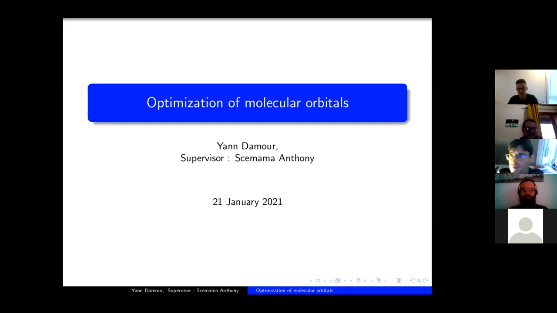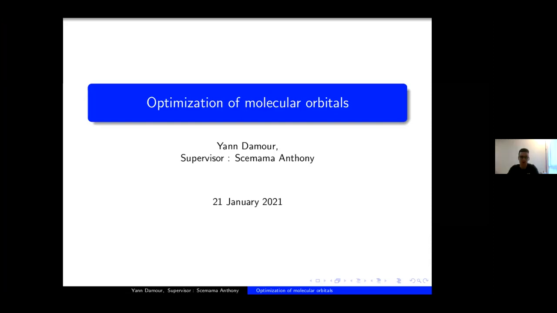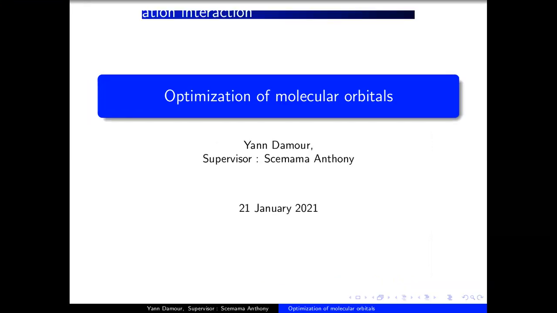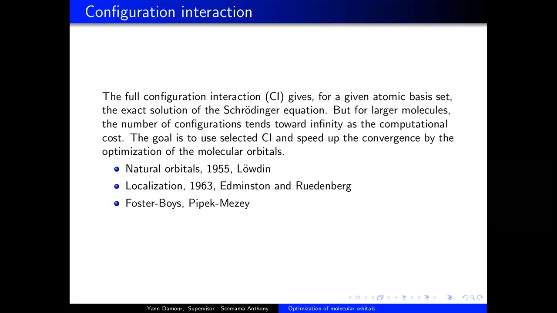Hello everybody. Thank you for being here, and I will talk today about optimization of molecular orbitals. So, as you know, the full configuration interaction given by this set is the exact solution of the Schrödinger equation. But for larger molecules, the number of configurations tends toward infinity, and so does the computational cost. And our goal is to use selected CI, in our case CIPSI, and speed up the convergence by optimization of molecular orbitals.